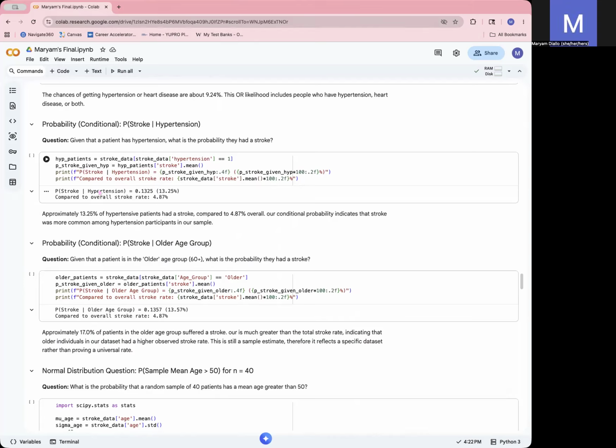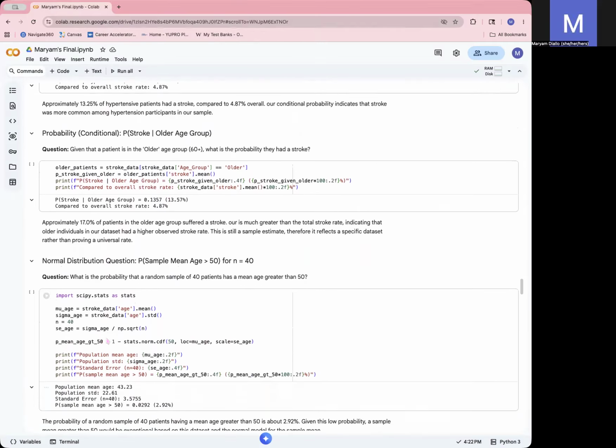And then the conditional probability was, given that a patient is in the older age group, what is the probability they had a stroke? And that came out to be approximately 17%. I think I did the math here wrong.